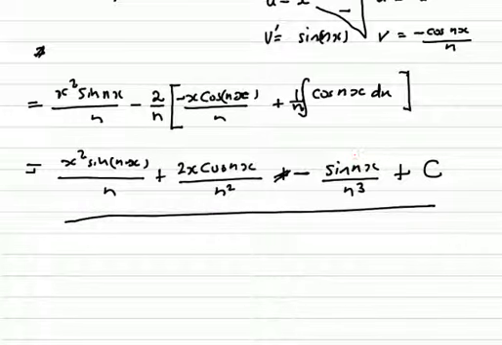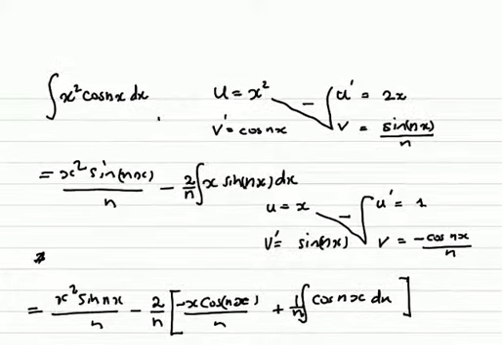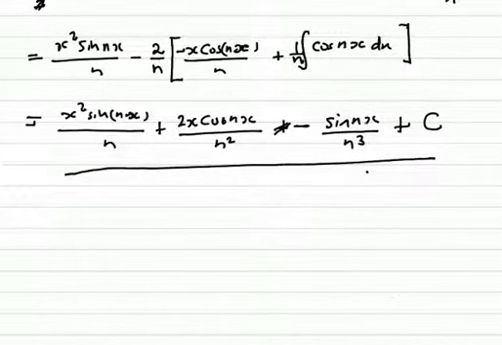So basically what I was trying to re-highlight here is that when you've got higher powers of x, you can repeat this integration. In this case it was 2. We repeated integration by parts twice. Then immediately after twice differentiating, you get to a standard integral which you can integrate immediately and come to the end of the problem. I hope that helps you to revise integration.